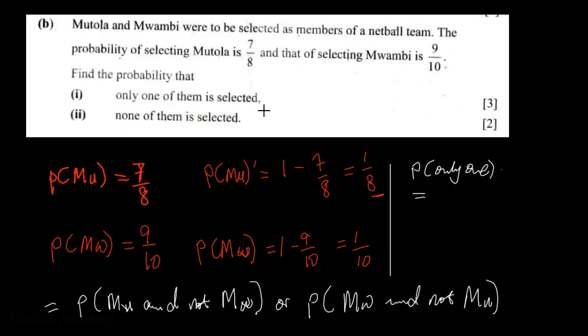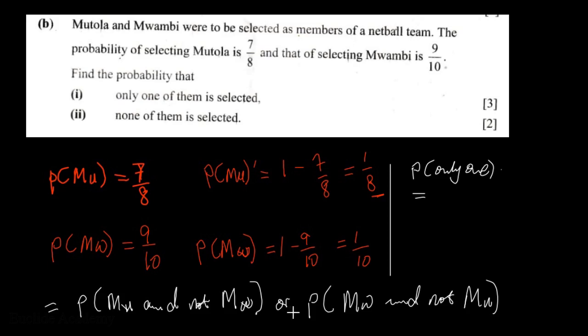So if we only want one of them, that means we can have two different scenarios. We can have Mutola and not Mwambi, or we can have Mwambi and not Mutola. Scenario number 1 is Mutola and not Mwambi. Scenario number 2 is Mwambi and not Mutola. But remember, we want either of them, only one of them, so we can use "or" here. The situation of Mutola and not Mwambi means you get the probability of Mutola and multiply by the probability of not getting Mwambi.